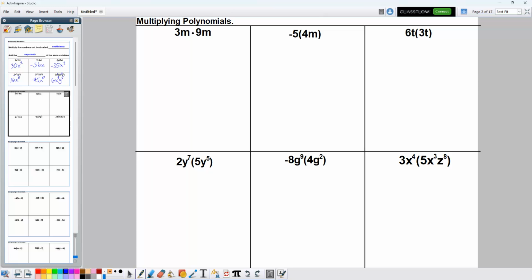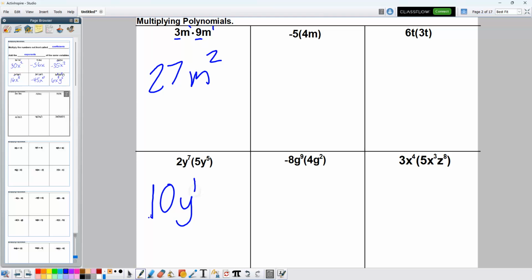Same kind of stuff right here. Let's look at 3 times 9. That would be 27. How many m's do we got up there? M times m would be m squared. Down below it, 2 times 5 is 10. And y to the 7th times y to the 5th, add the exponents, would be y to the 12th.